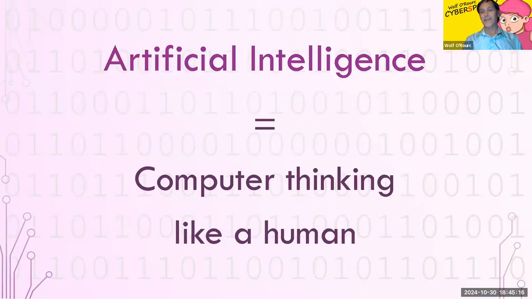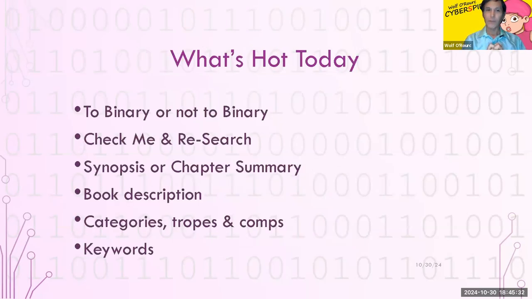So what is AI, or artificial intelligence? AI is computers thinking like a human. So to use it the most effectively, we need to understand how a computer thinks. So what's on the menu for today? First, we'll get into computer thinking. Then we'll get into what you do about computers thinking wrong. And then we'll get to the starting point, synopsis or chapter summary. And then we'll get into the details: the book description, the categories, the keywords, and all the other little stuff.